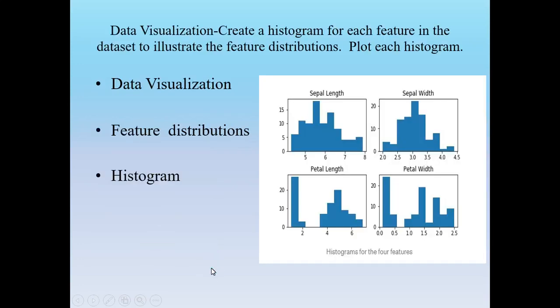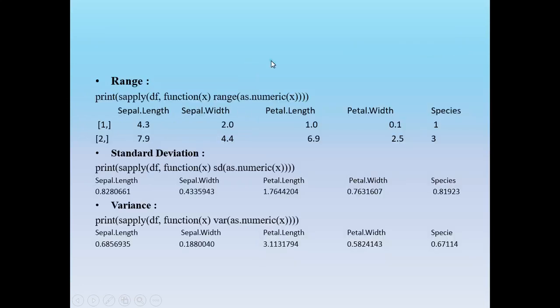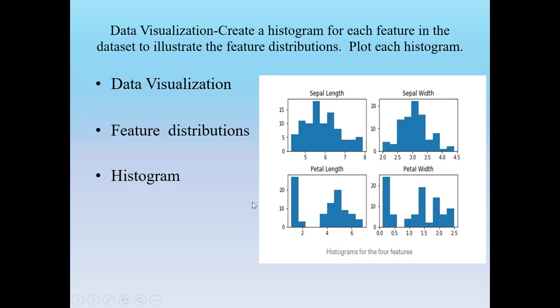Then our third operation is the data visualization. In the data visualization, create a histogram for each feature in the data set to illustrate the feature distribution, and plot each histogram. Some images are given in front of you. We have to implement the histogram for the sepal length, petal length, sepal width and petal width. This is with the help of the feature distributions. We have four features: sepal length, sepal width, petal length and petal width.